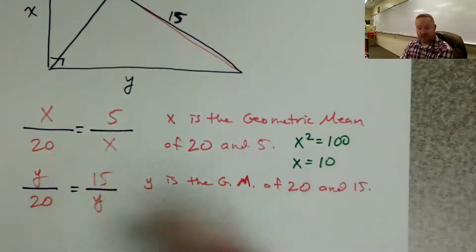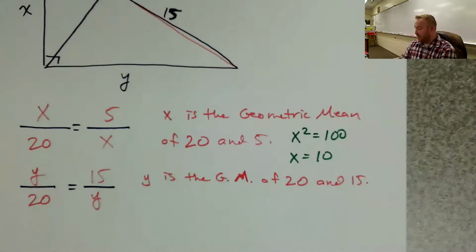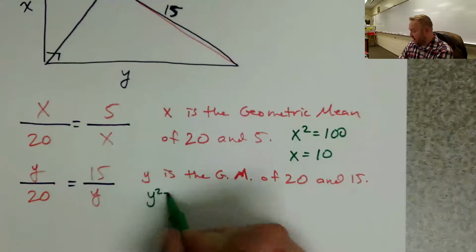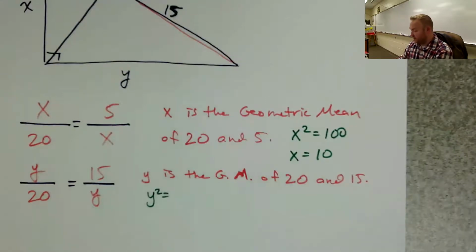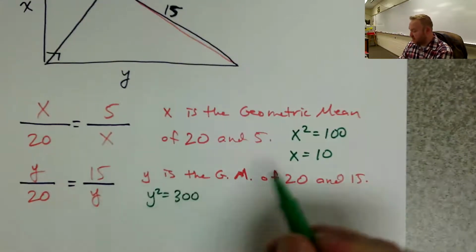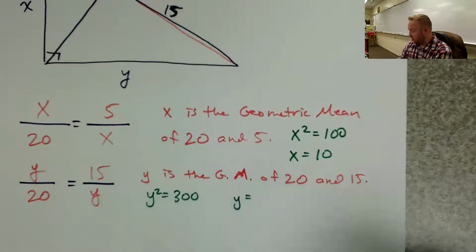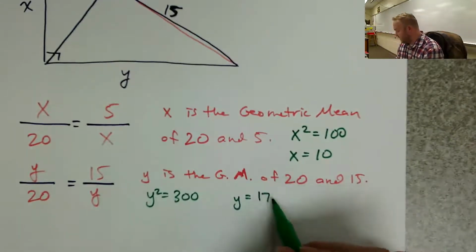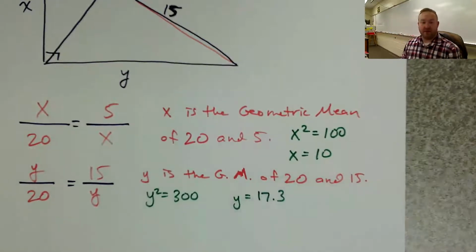So there's my proportion. To solve that, I just use my cross products. Y times y is y squared. 20 times 15 is 300. And so I just need to do the square root of 300, and I get 17.3 for my value of y.